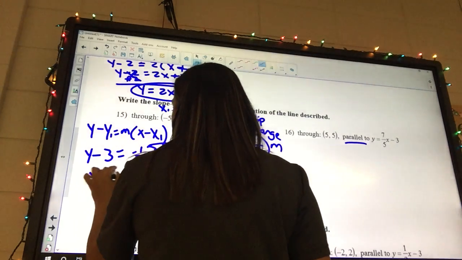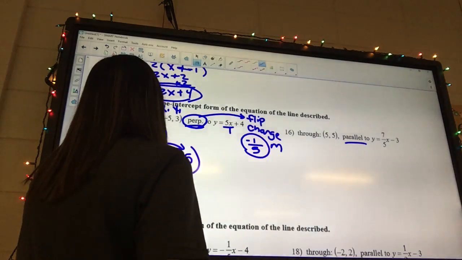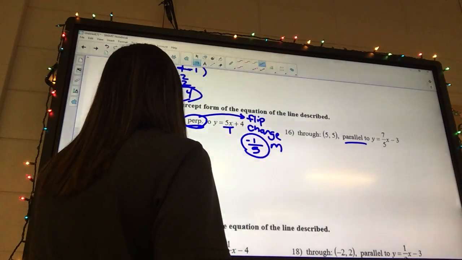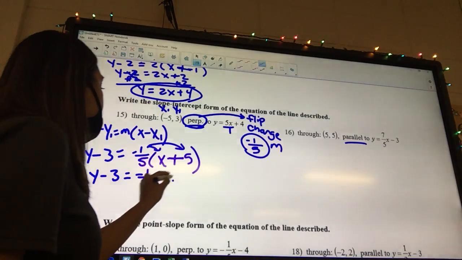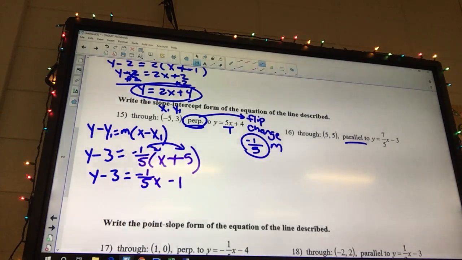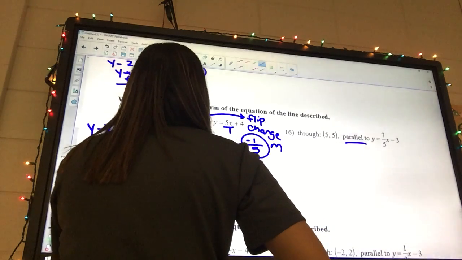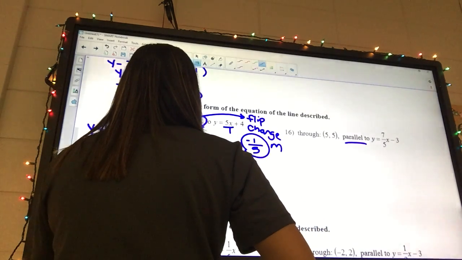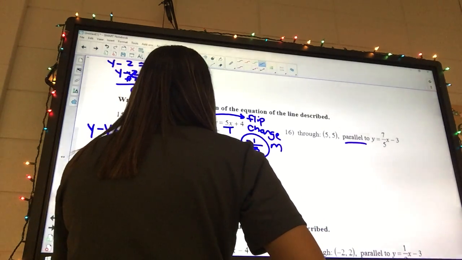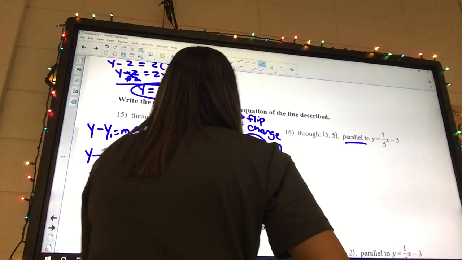So I got y minus 3 equals negative 1/5 x, and it's going to be minus 1. When you do that fraction on your calculator, you should get a minus 1. Negative 1/5 times 5 is going to be negative 1. Okay, and then what? Add 3. Add 3 to both sides. Negative 1/5x plus 2. Why did I do that backwards?